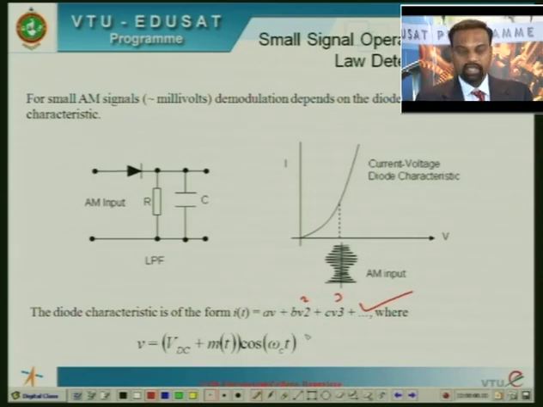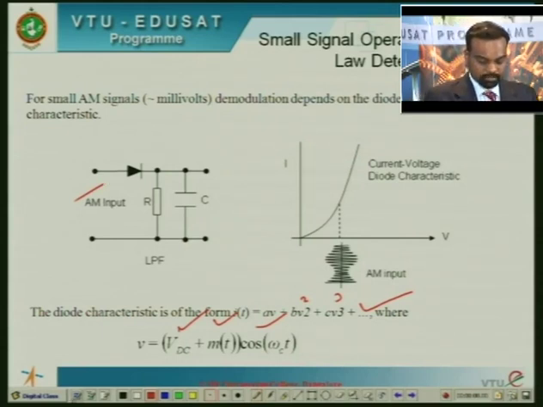By using this property, let us now understand how a diode can be used to extract the information from the given signal. We know that in amplitude modulated data, the signal is represented by VDC, which is the DC voltage, plus M of t, which is the modulating data, and all these are multiplied by the carrier, cos of omega ct, and this is the modulated data available in the channel. If this signal is received and applied across an AM detector, that is your demodulator, what is going to happen now? Let us see the concepts here and how these are going to change.